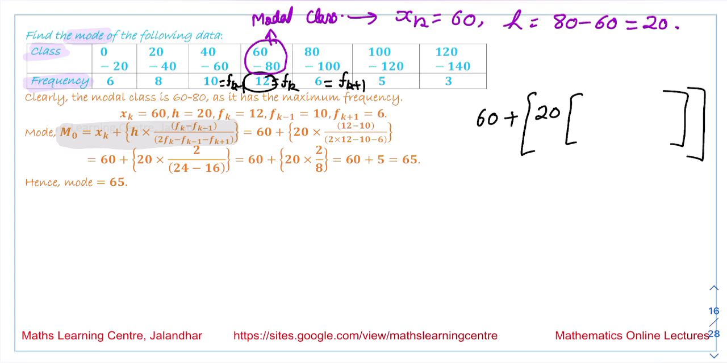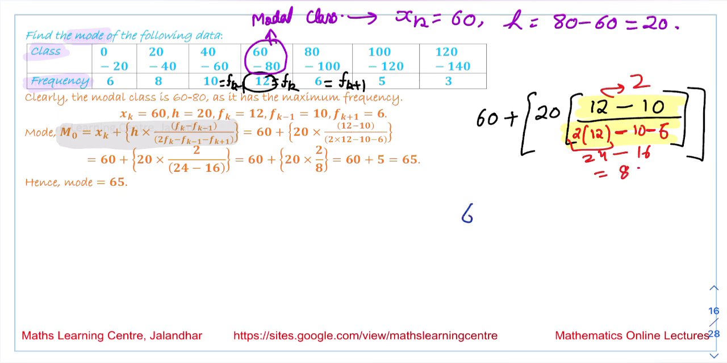So fk is the frequency of this class, which is 12. The frequency of the preceding class, fk minus 1, is equal to 10, divided by 2 times fk. The value of fk is 12, minus fk minus 1, which is 10, minus fk plus 1, which is 6. We have to subtract these values. Now again, first of all we solve this bracket. The numerator is 2 over here, and on solving the denominator we get 24 minus 16, that is equal to 8.